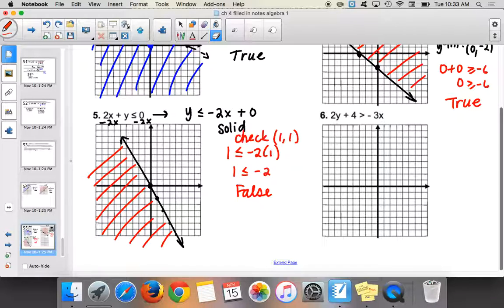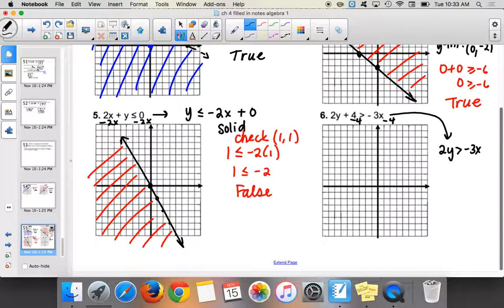All right, so this one's a little bit hard. We got to solve for y. So I'm going to subtract the 4 over. So I have 2y is greater than negative 3x minus 4. Divide by 2, divide by 2. When I do that, I get y is greater than negative 3 over 2x, and then negative 4 divided by 2 is negative 2. So I divide by 2 everywhere. Is that a y or a 4, negative 3? That's a minus 4.